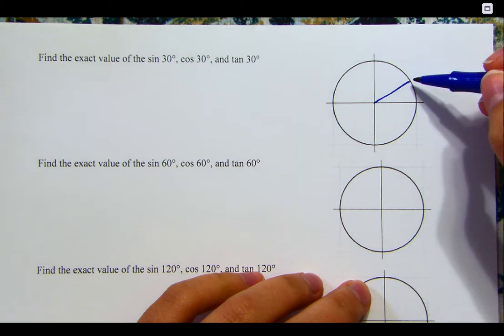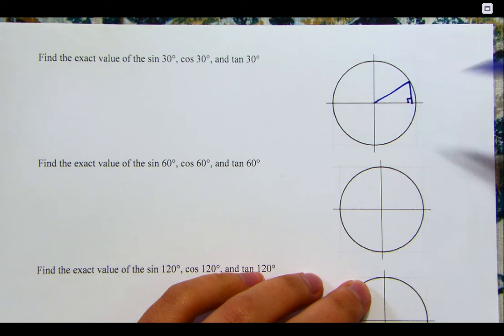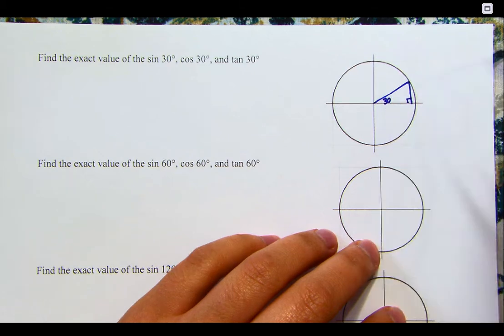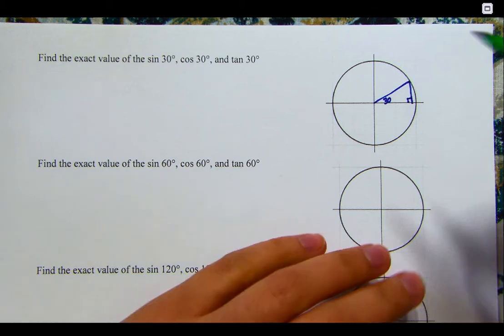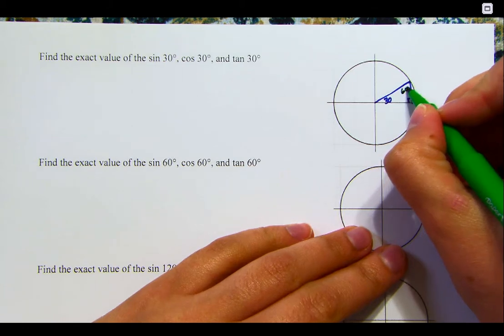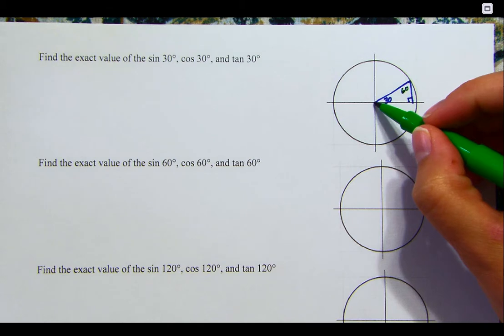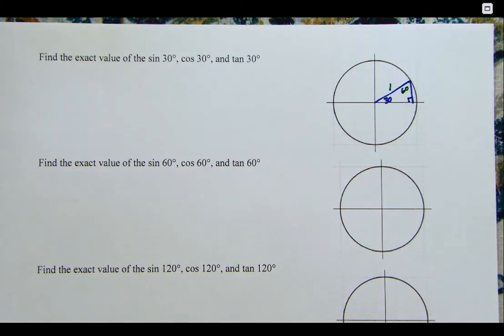So remember, from the point that I touch my circle, we're going to go to the x-axis. I'm going to draw down to the x-axis to make this right triangle. And again, this was the 30 degrees. Since I know that I have an angle of 30 in that right triangle, the other angle up here will have to be 60 degrees. And then since we have a unit circle, the radius, which is from the center to the outside of our circle, has to be 1.